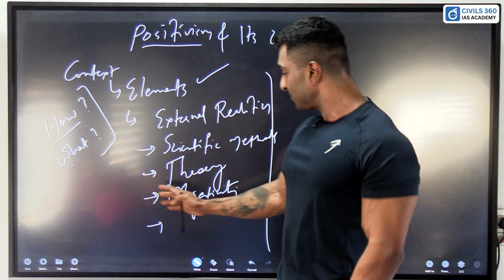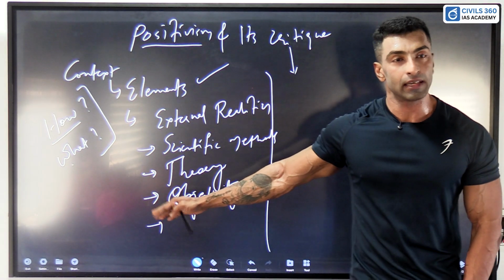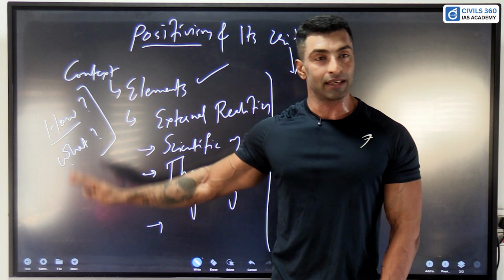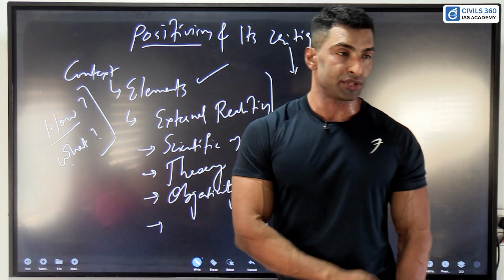Okay, now then, objectivity. Absolute objectivity is neither possible nor desirable. Testability, prediction is a distant reality, distant dreams in sociology.